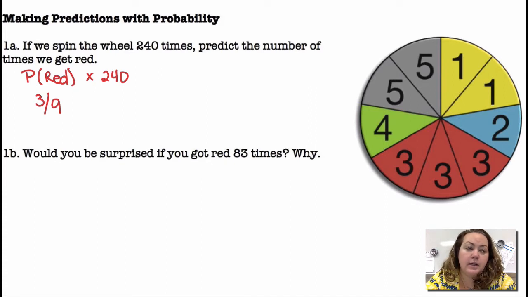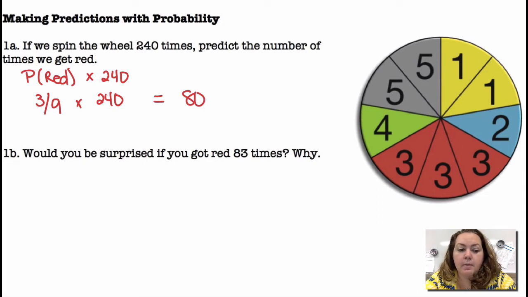I can change that to a decimal if I want, or I can work with fractions and put 240 over 1, top times top, bottom times bottom, however you want to work with it. If you plug it in your calculator, you do 3 divided by 9 because fractions just mean division. That gives you a decimal, times it by 240, and you get 80.